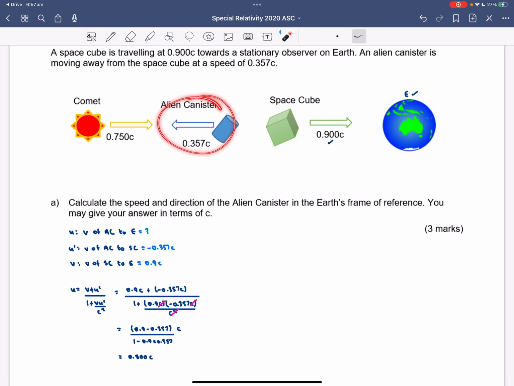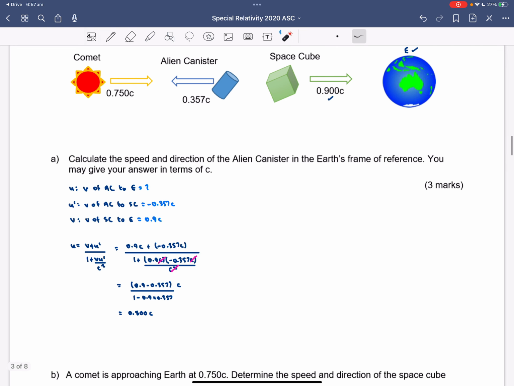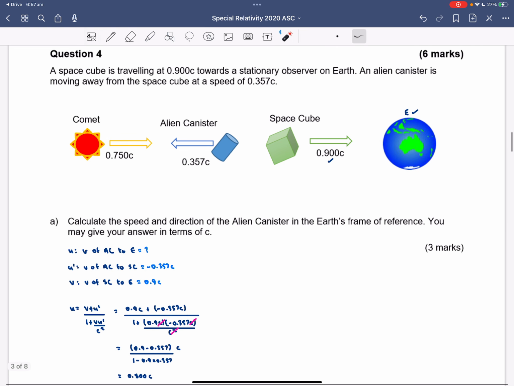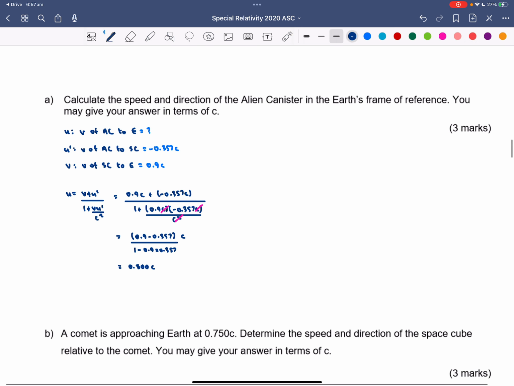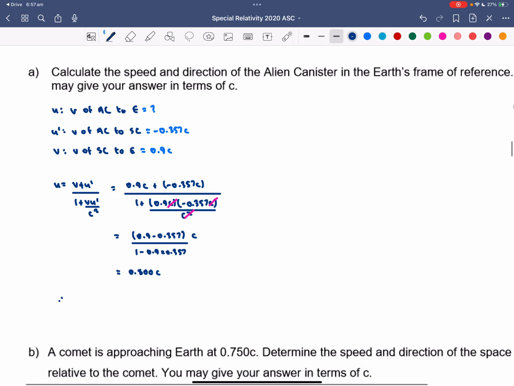So actually, the canister is moving at a speed of 0.800 c to the right, according to Earth. Okay, to the right means towards Earth. So therefore, 0.800 c to the right, or you can write towards Earth. Okay, and that's our answer.